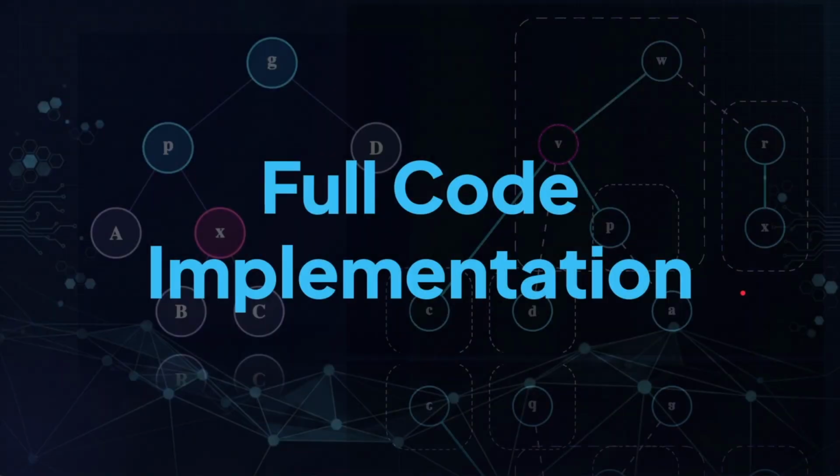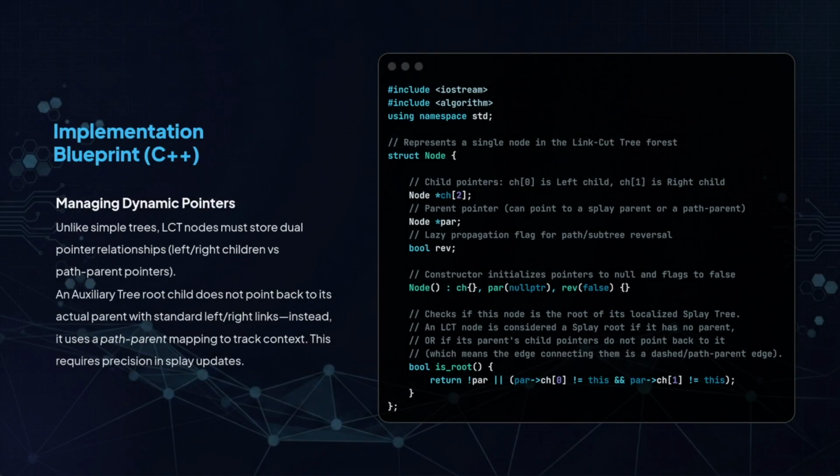Now let me briefly explain our C++ implementation. The codebase cleanly weaves together three core elements: Splay tree mechanics, lazy propagation, and preferred path maintenance. Each structural node in our code stores a left and right child pointer, a parent pointer, and a reverse flag used for lazy evaluation tracking.